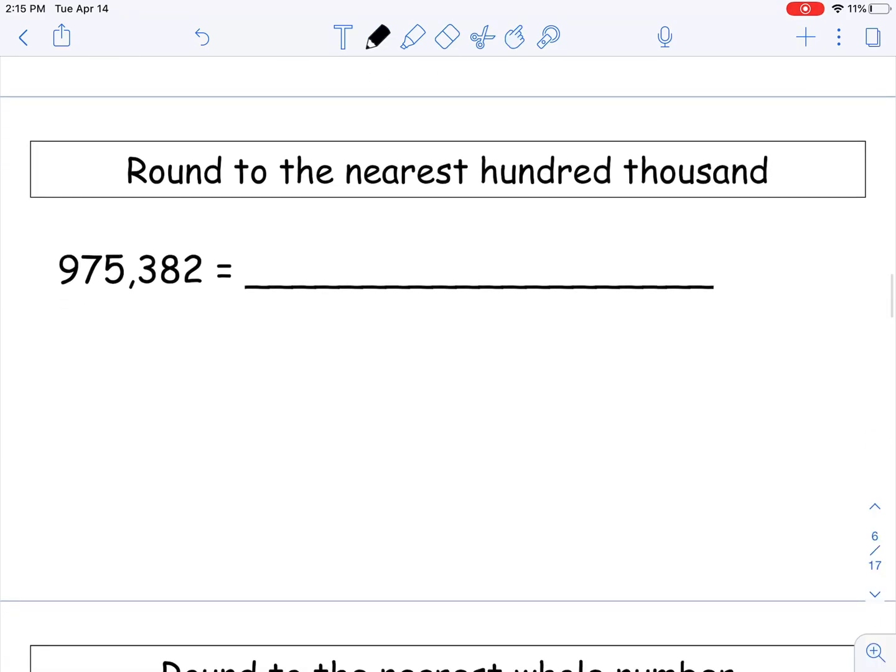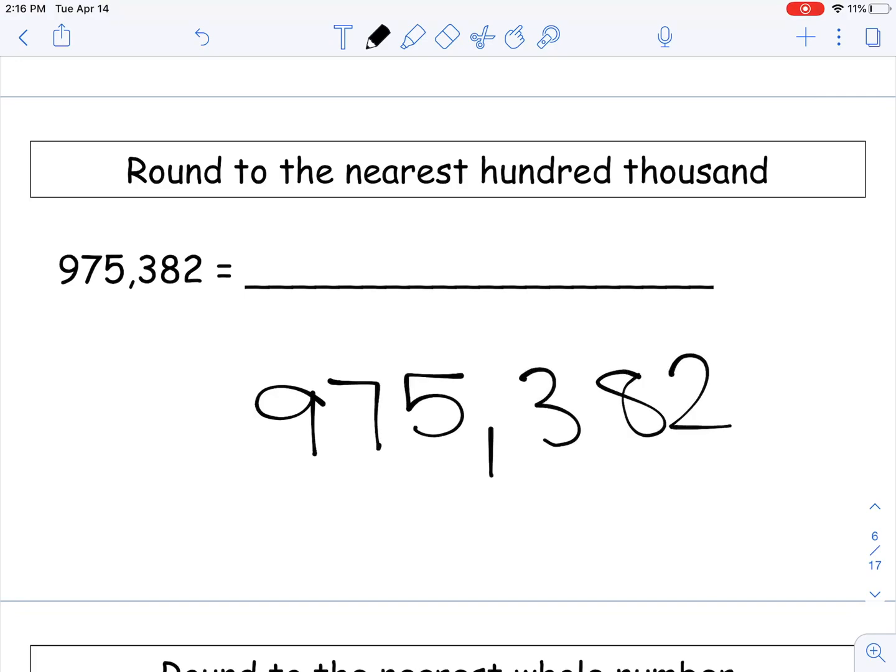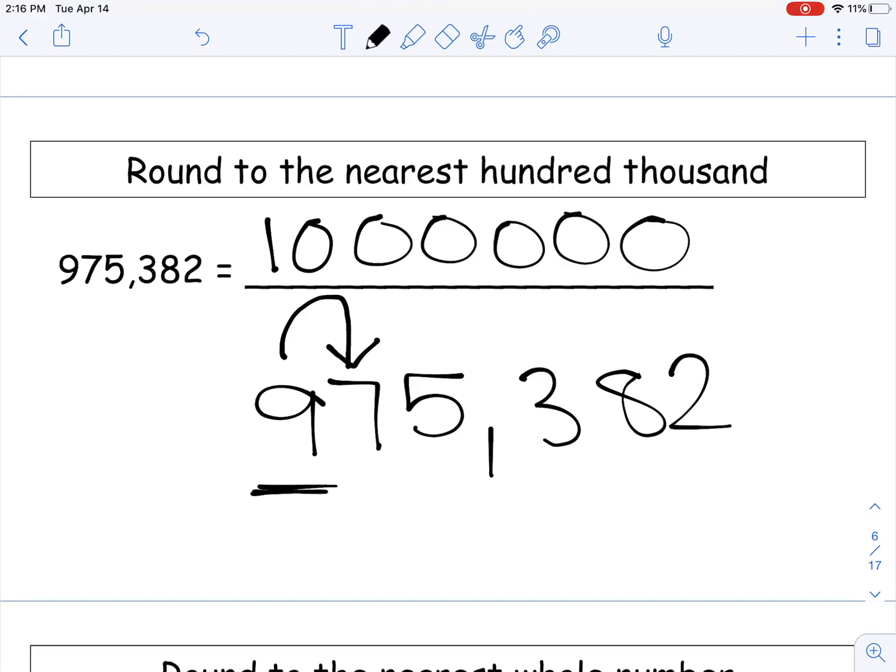Next one, rounding to the 1,000. So I'm going to write my number. Or excuse me, 100,000. Sorry. Underline the 100,000. Look next door, it's a 7. So that means I'm going to add 1 to that 9, which actually makes it 10. So I've got my 10. Everything after it becomes a 0. And then I'm going to put those commas in.